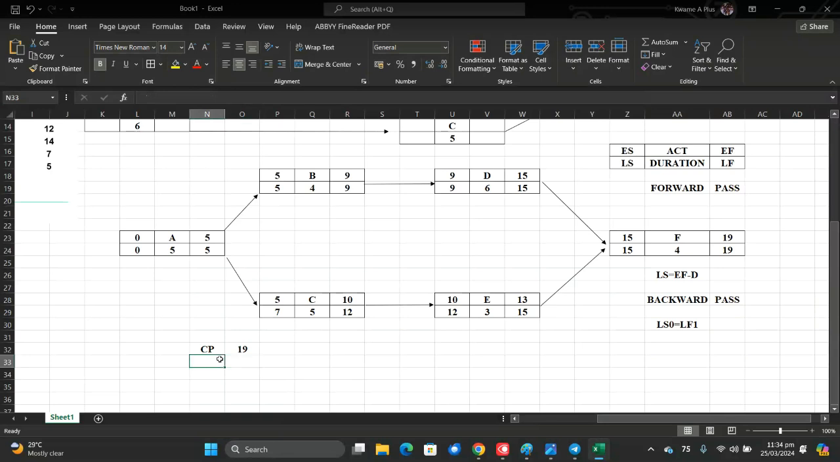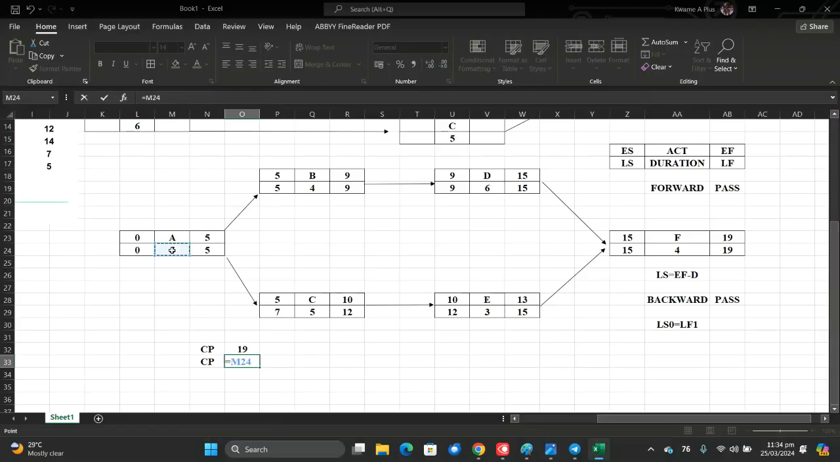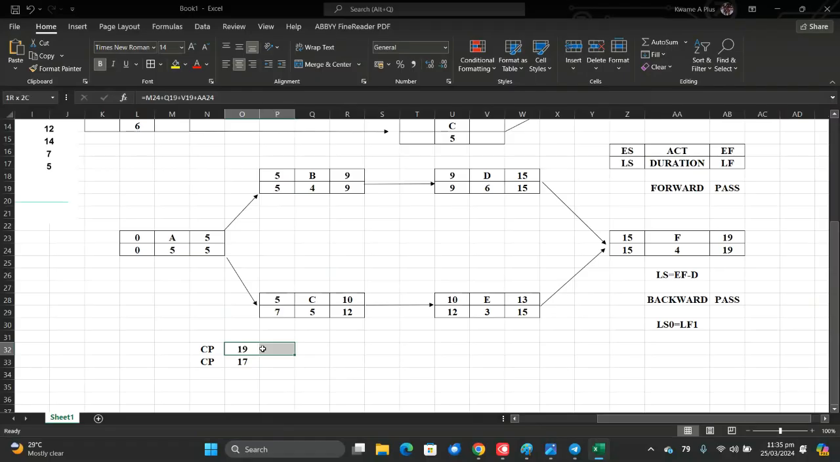Let's look at the second side. Okay, 5 plus 5 plus 3 plus 4. So the critical path is what? It is the longest path, which means A, B, D, and F is the critical path.